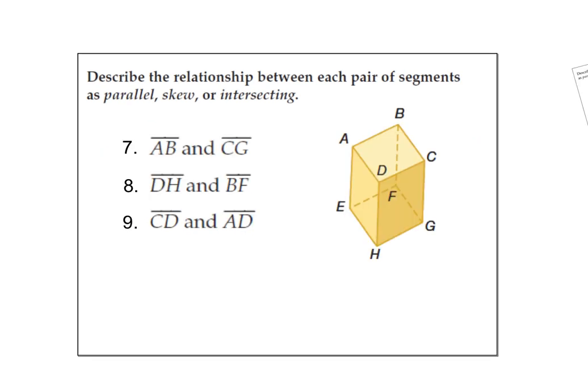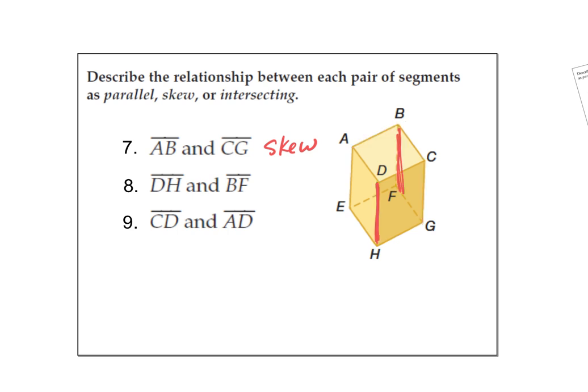Please pause the video and try numbers 7 through 9. Segment AB and CG are skew. They are not parallel and they will not intersect.